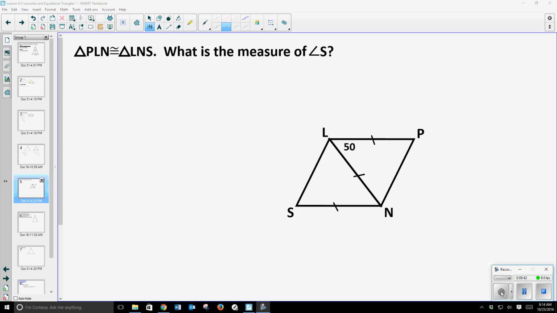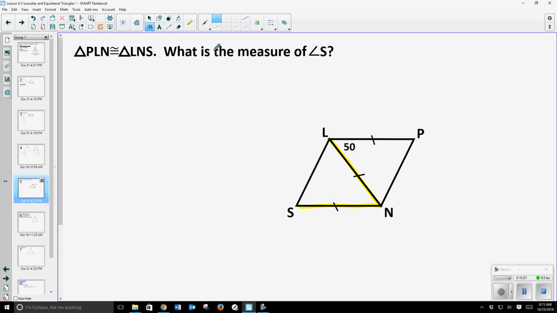Okay, we're trying to find the measure of this angle, angle S, and we only have the measure of this angle. Can we determine, by what we have up here so far, the measure of this angle, angle LNS? Do we know the measure of that angle? Yes. What is it? 50.